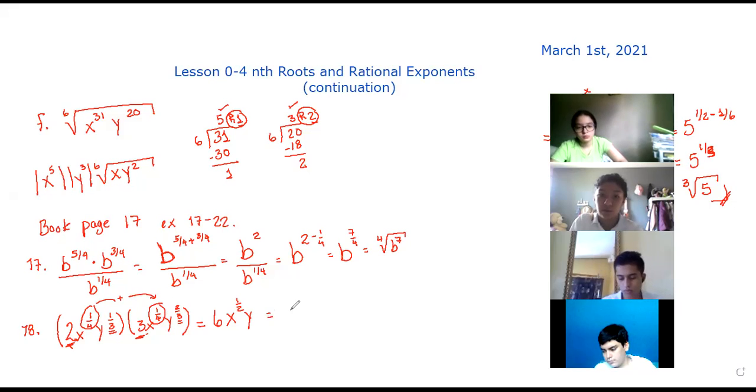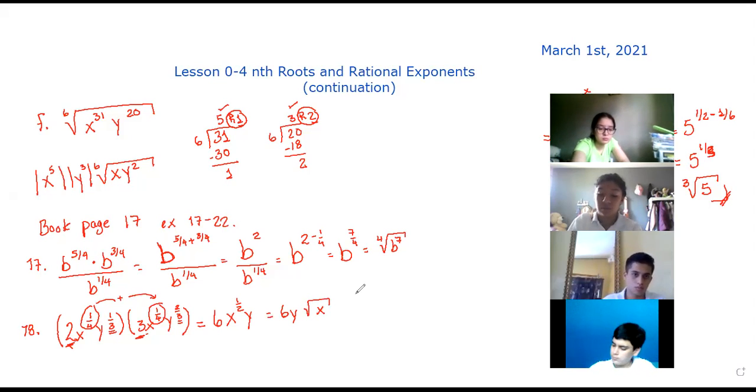That means that you can rewrite this as 6y square root of x. It's the same, because you already know that any base to the exponent 1/2 is a square root.